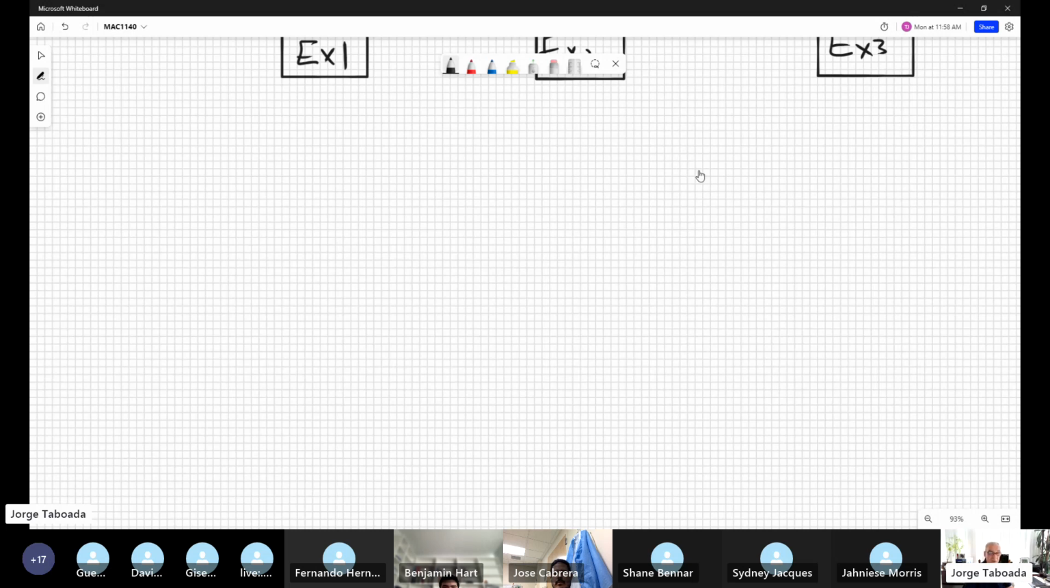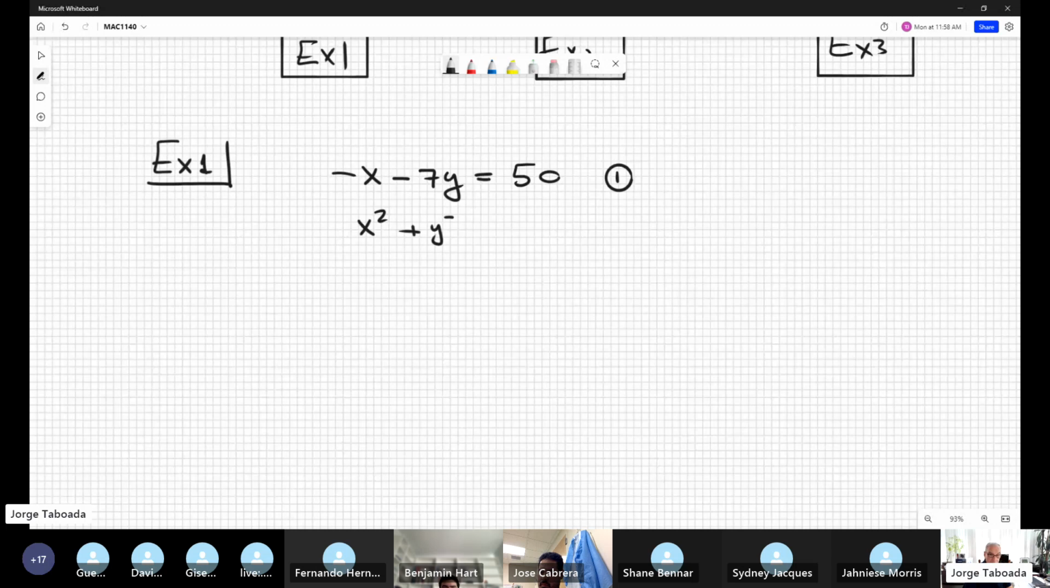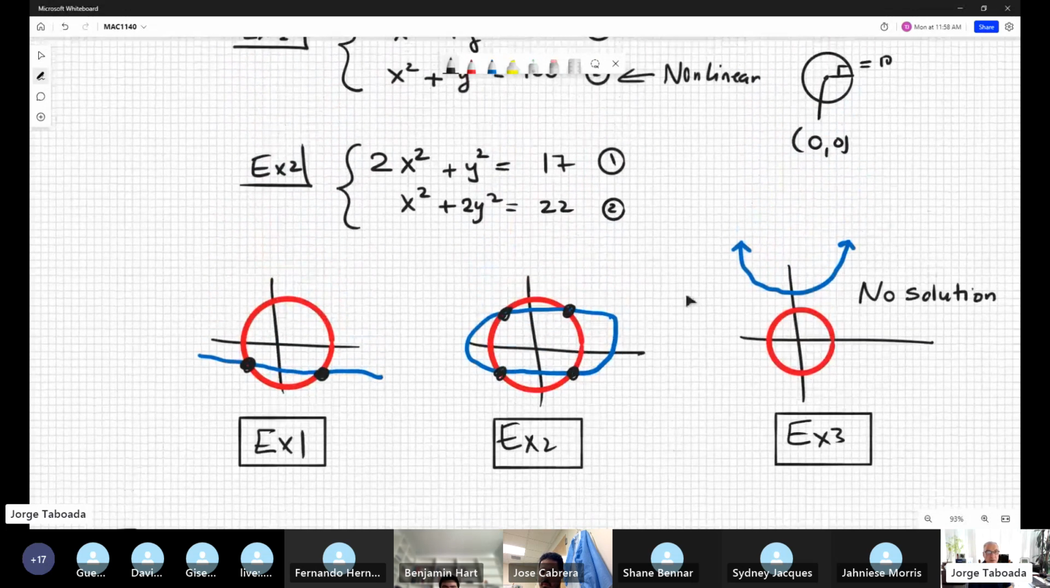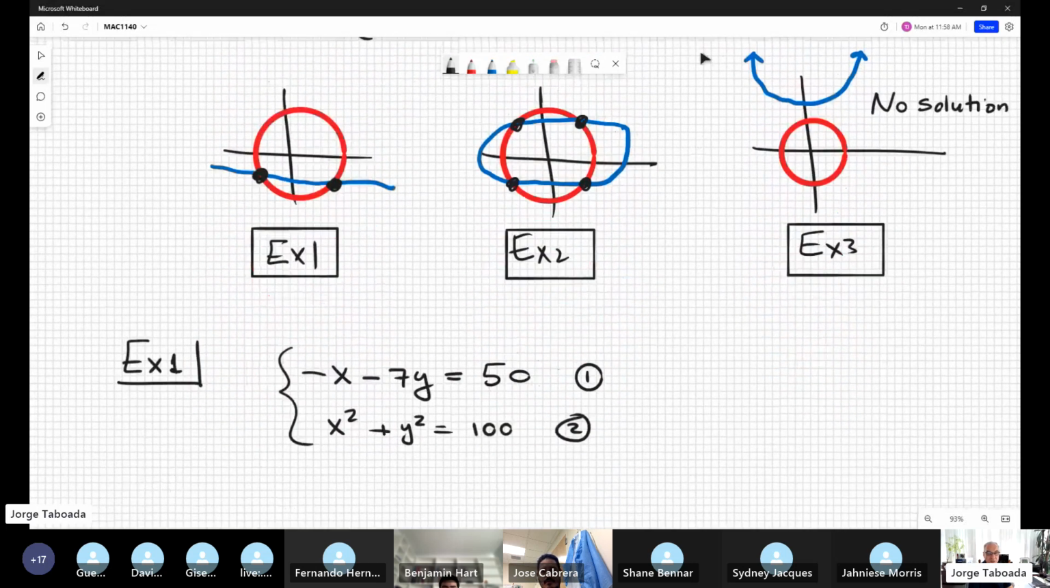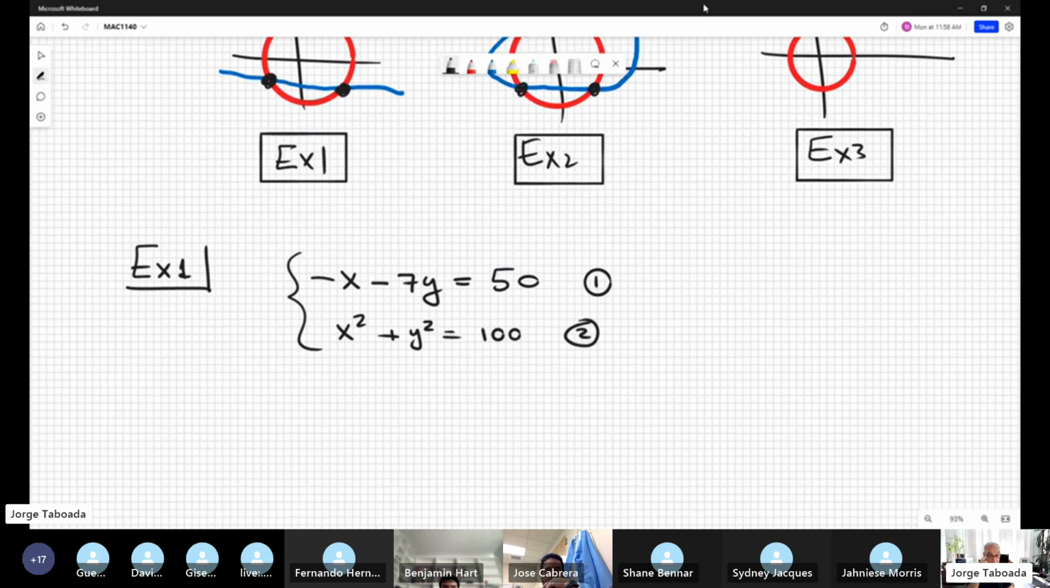Okay, let's do it now formally, example number one, formal. No motivation. It's minus x minus 7y equals 50, equation one, and x squared plus y squared equals 100, equation two. By the way, it's the same example I put at the beginning. Let me see. Yes, it's the same. Okay, you identify that the first equation is linear, it's a line, and the second equation is non-linear. Okay. Let's solve it algebraically.